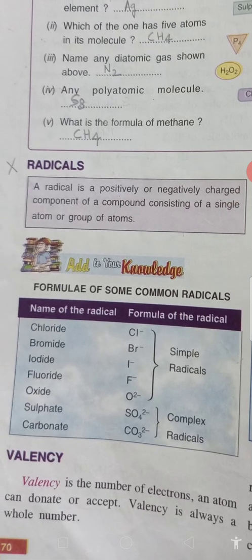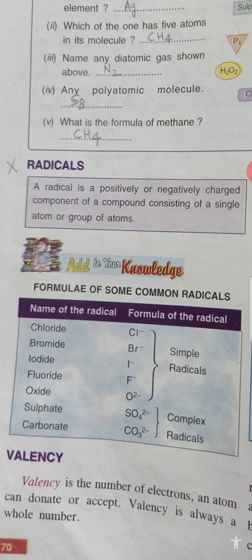Now the next topic is, children, radicals. A radical is a positively or negatively charged component of a compound consisting of a single atom or group of atoms. So a chemical compound is made up of two radicals, a positive radical and a negative radical. So we can say a radical is an atom or group of atoms having a positive or a negative charge. Or the other definition is, a radical is a positively or negatively charged component of a compound consisting of a single atom or group of atoms.